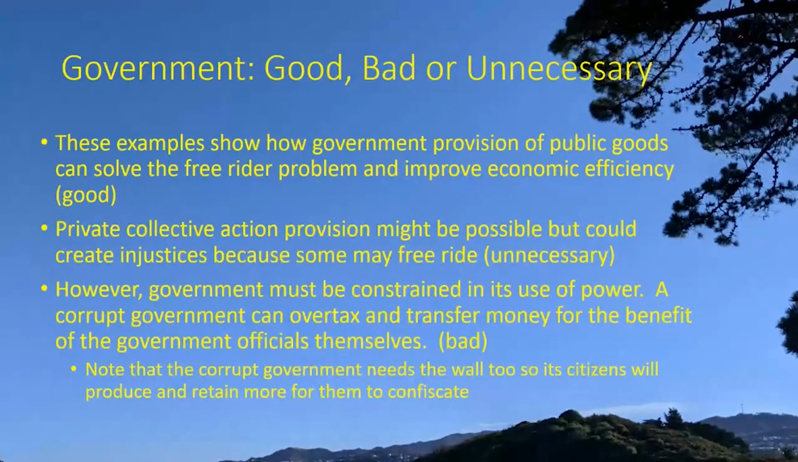So the purpose of these examples is to show a couple of things. First, how the provision of public goods can solve the free rider problem and improve economic efficiency. And again, I want to highlight the word can. It's not that it will solve the problem, it's that it's possible to solve the free rider problem with an appropriate level of government intervention. Now, we don't necessarily need the government to provide the wall in this particular circumstance.